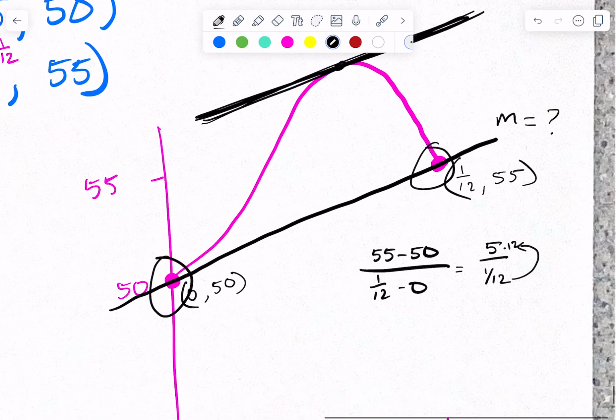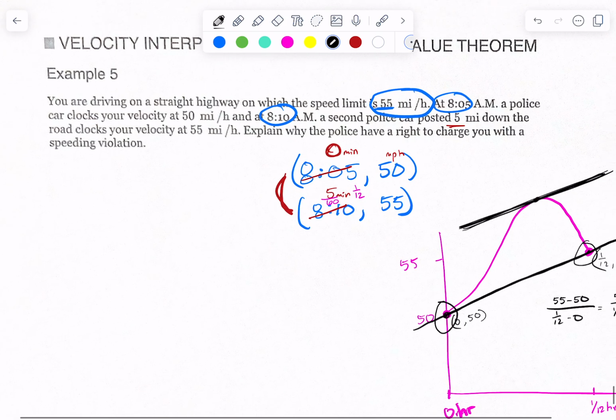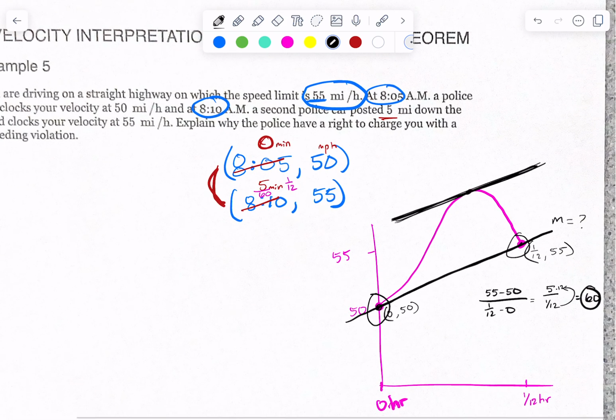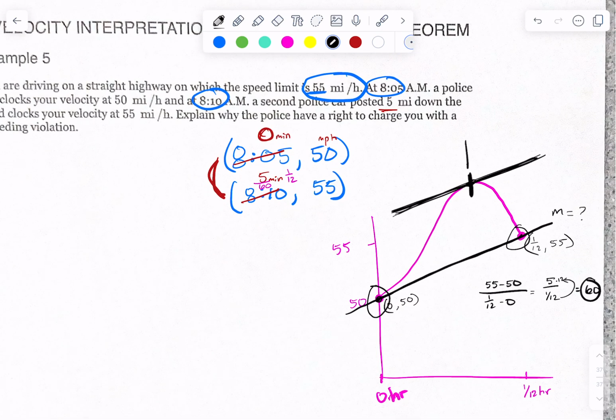So they can prove to me that at some point I'm going 60, right? According to this, since this slope is 60, and I'm going that in 5 minutes, 60 is what my slope would be. So they can prove basically that at some point in the middle I was going 60 miles an hour. Now, can we find exactly where that spot is, 5 miles down the road, where I was hitting 60 miles an hour?